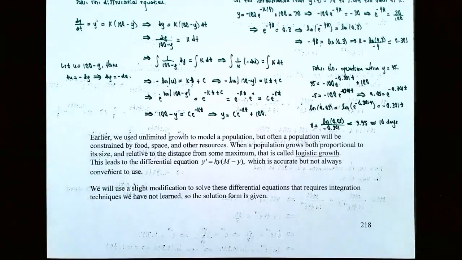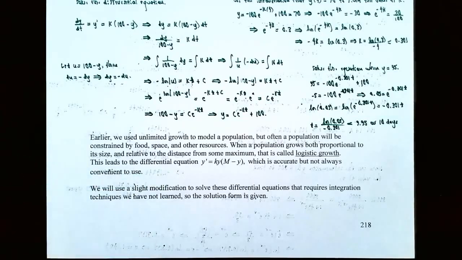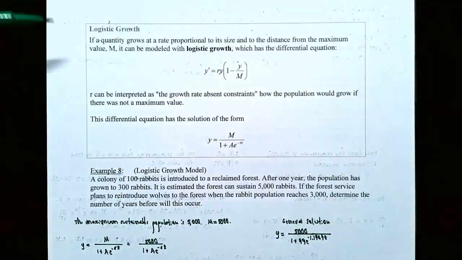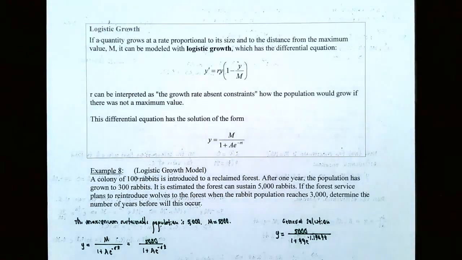This leads to a differential equation of this form. Y prime is equal to k times y times the quantity capital M minus y, which is far more accurate than what we had before. But it's not always convenient to use because the function's a little bit more complicated. We're going to use a slight modification to solve differential equations of this form that requires integration techniques that we have not learned, and so a solution form is given. So logistic growth: if a quantity grows at a rate proportional to its size and to the distance from the maximum value capital M, it can be modeled by logistic growth, which satisfies this differential equation.